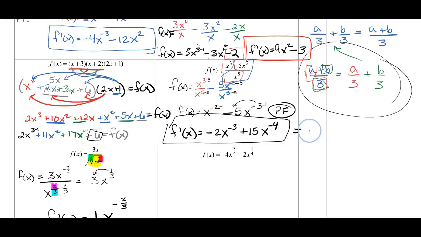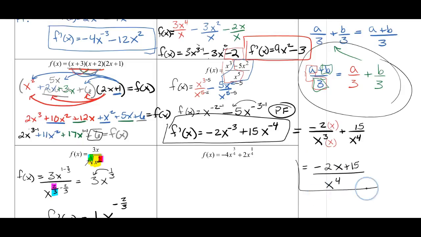This would then equal negative 2 over x cubed plus 15 over x to the 4th. I want to combine these over a common denominator, so this term needs to be multiplied times x in the numerator and denominator. That would give me negative 2x plus 15 all over x to the 4th. And that would be my final answer.